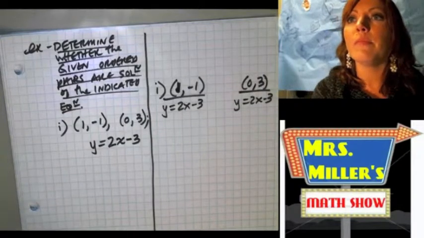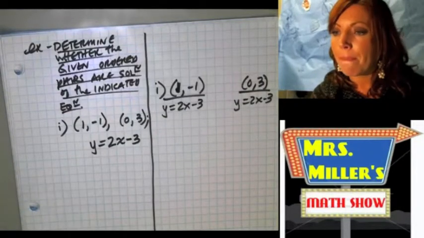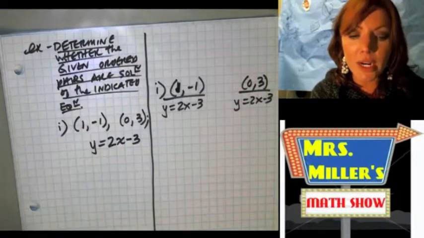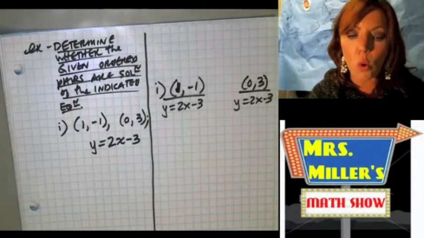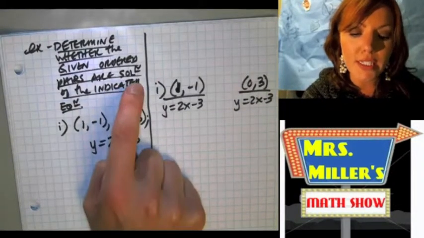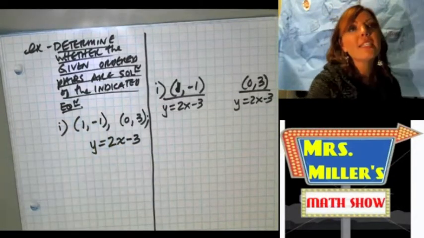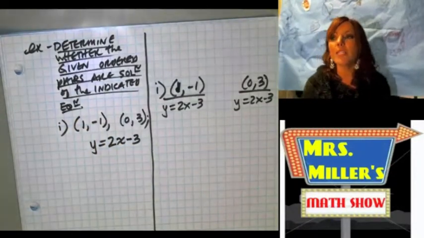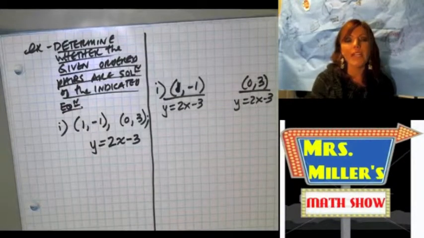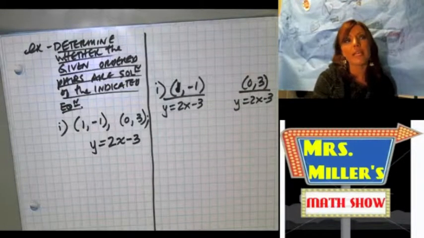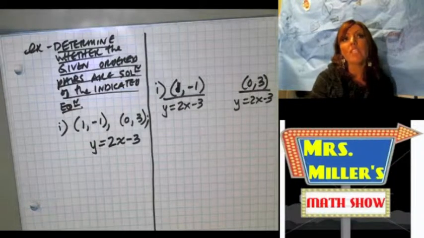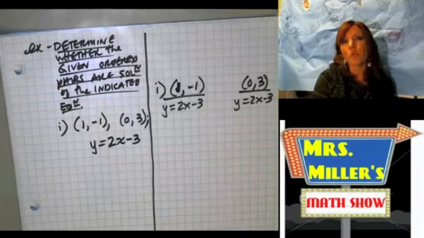Liz? The directions say determine whether the given ordered pairs are solutions of the indicated equation. All right, so what do you guys think? Basically we want to test to see whether the point 1, -1 fits on the line y equals 2x minus 3. And the same thing with 0, 3. We can do this without graphing though. So can anybody think of a way that we could do this without graphing?